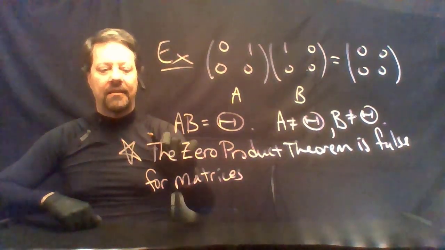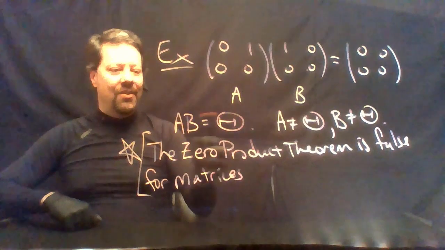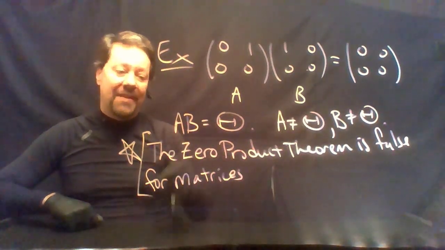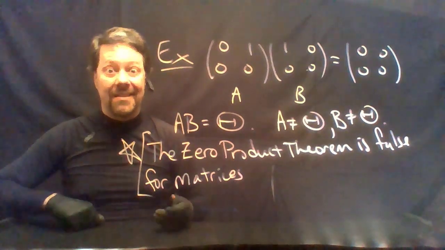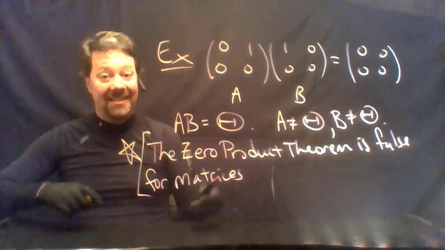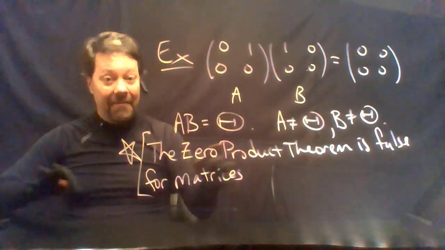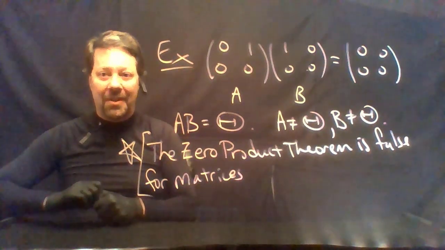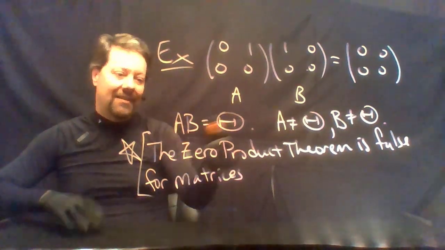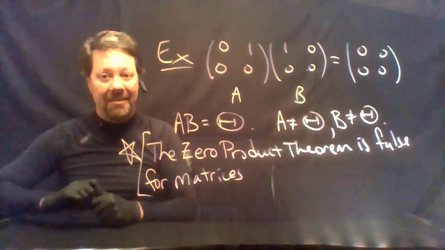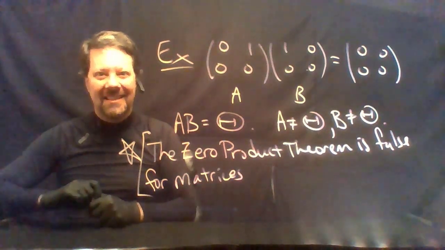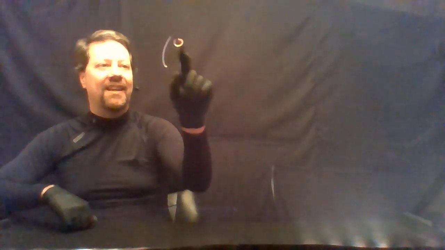Dun, dun, dun. You can have a product of two matrices be the zero matrix and both of the factors be non-zero. This is a very fundamental problem for solving matrix equations. If you have A times B equals 0, that doesn't mean either of the factors is the zero matrix.